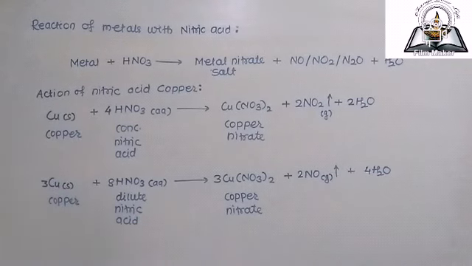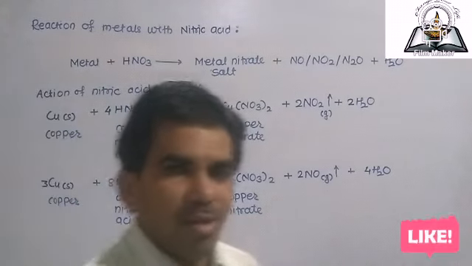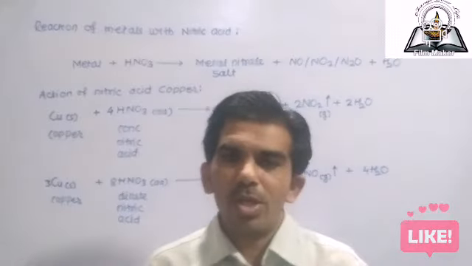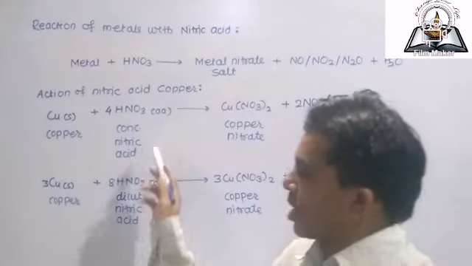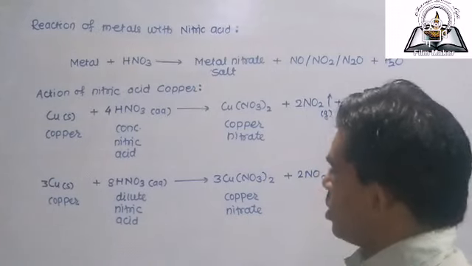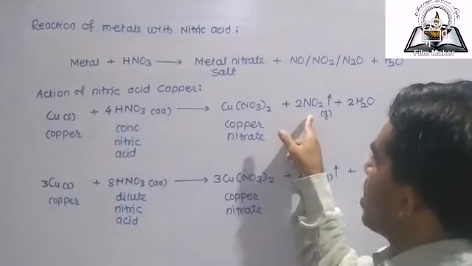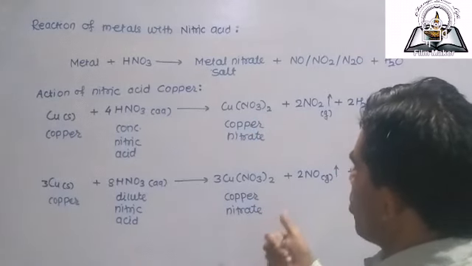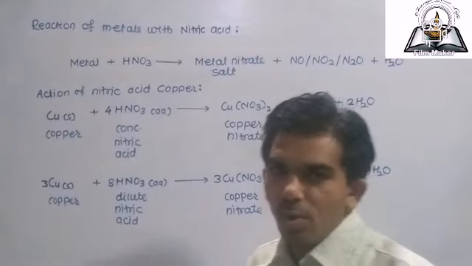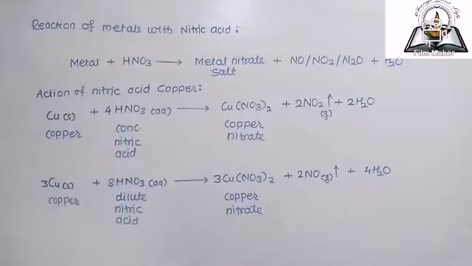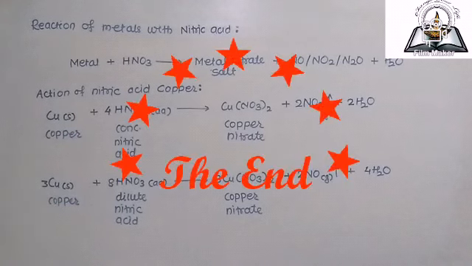So यहाँ पे क्या होता है, copper जो है वो least reactive element है. Copper is a least reactive element. When it reacts with concentrated nitric acid or dilute nitric acid, it gives different products. यहाँ पे नाइट्रोजन डाइऑक्साइड form होगा तो यहाँ पे नाइट्रोजन मोनोऑक्साइड form होगा. So these are the chemical reactions in which we have seen the metal reaction with nitric acid.